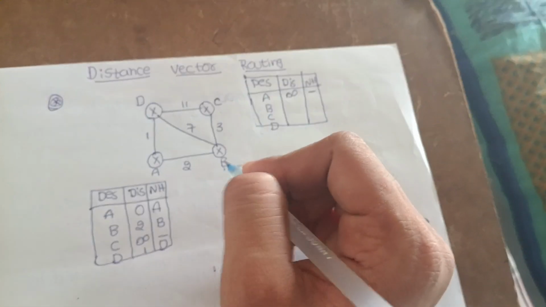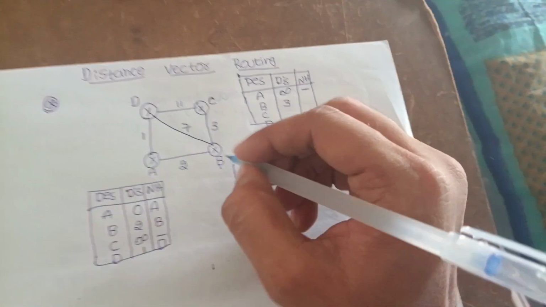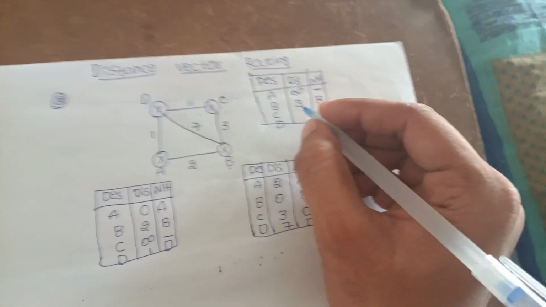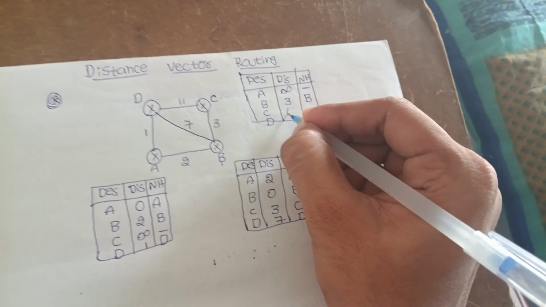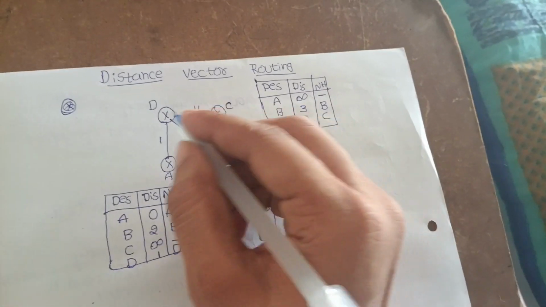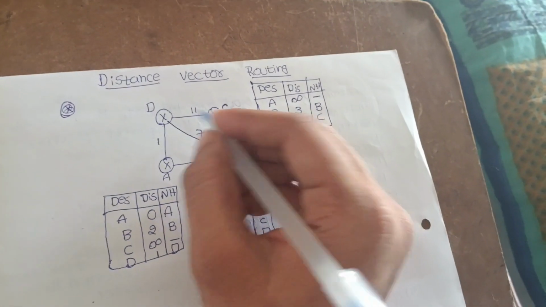From C to B, distance is 3. Next hop is B. From C to C the self distance is always 0, and next hop is C. C to D distance is 11. The next hop is D.